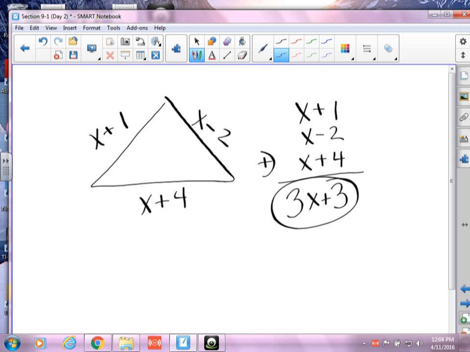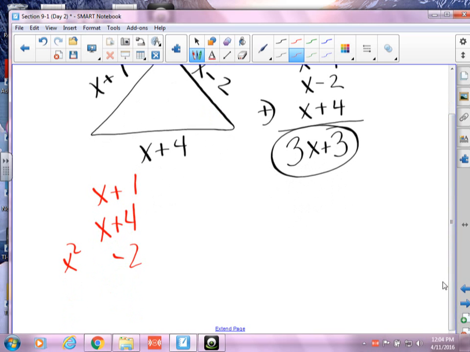Now, they could throw a little curveball at you. So how you do that is you line up your x plus 1, your x plus 4, and this other one you're going to put x squared out front, and you're going to go minus 2 here. So when you put it together and you add it, how many x squares do I have? 1. How many x's do I have? 2. And how many numbers? 3.